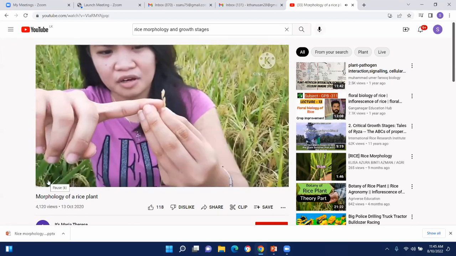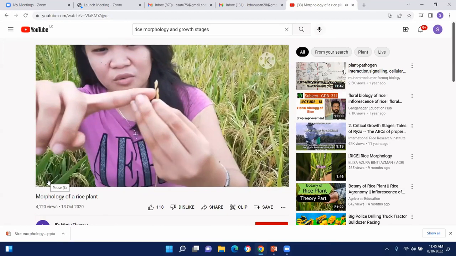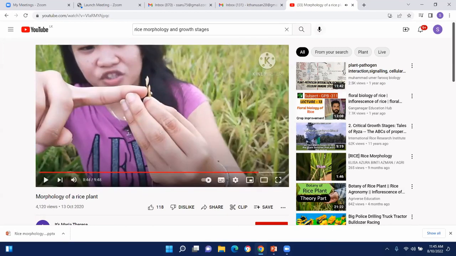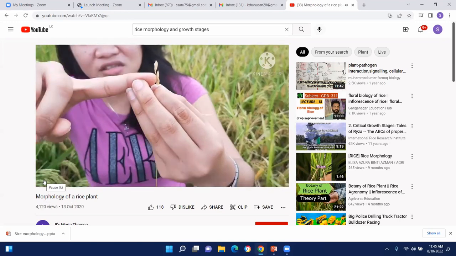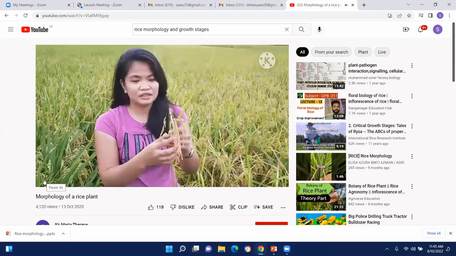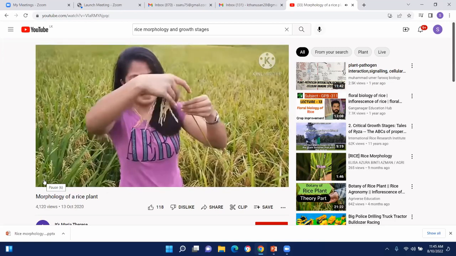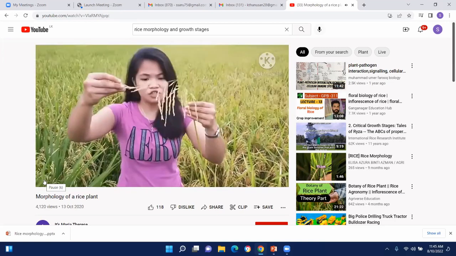On this part, this is what we call the pedicel. Okay, this is called the pedicel. On the primary branches, the part that joins one grain to the primary branch is called the pedicel. It is located from the node of the primary and secondary branches. These are the spikelets, most of which develop into grains.